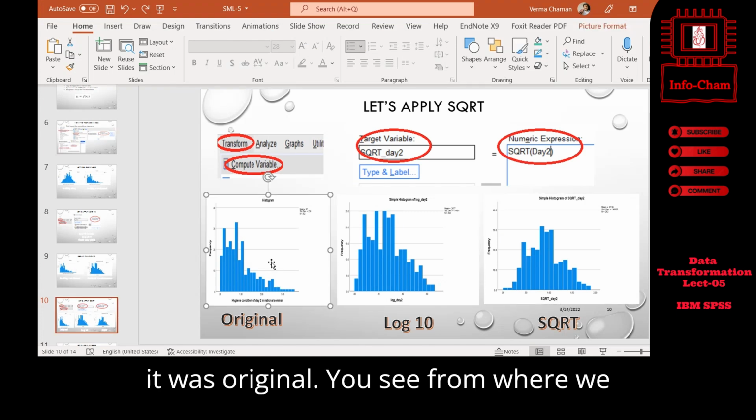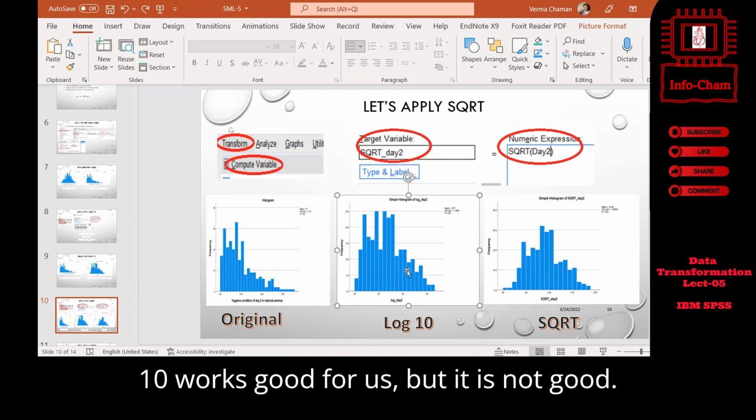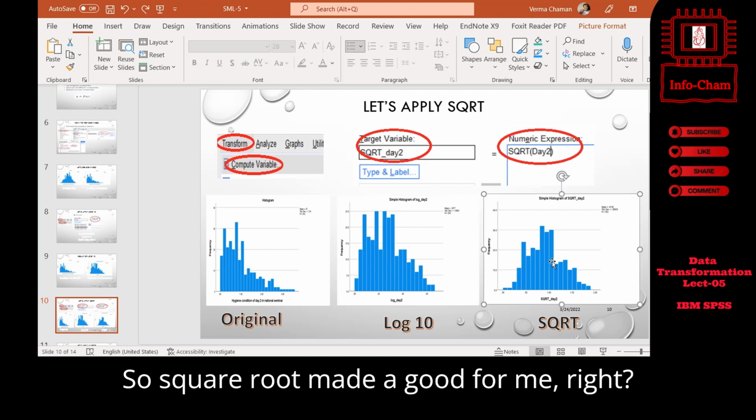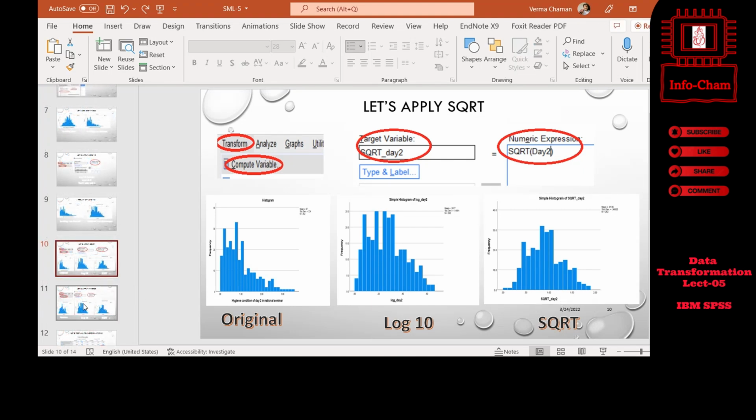You see from where we have started. Original, then log 10 works good for us, but it is not good enough. So then I applied the square root, right? So square root made it good for me, right? So this is a good transformation. No problem.